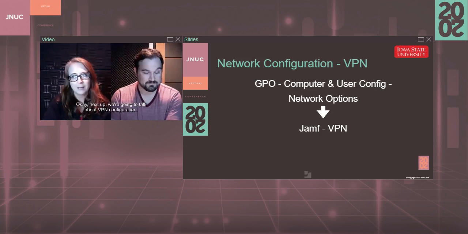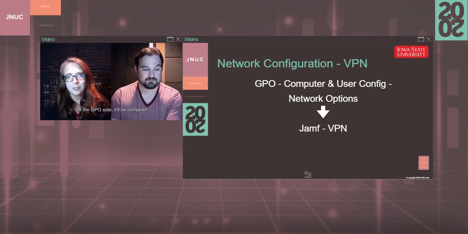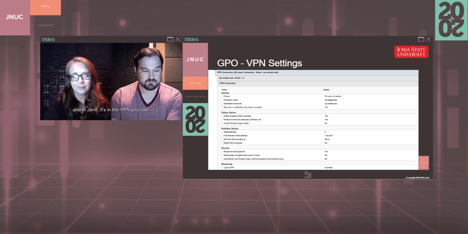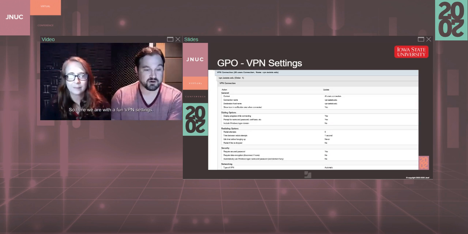Okay, next up, we're going to talk about VPN configuration. On the GPO side, it'll be computer and user configuration under network options, and in Jamf, it's in the VPN payload. So here we are with the VPN settings. Set your connection name and host, and there we are.